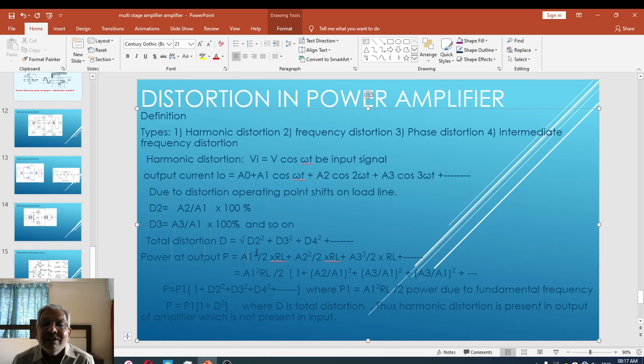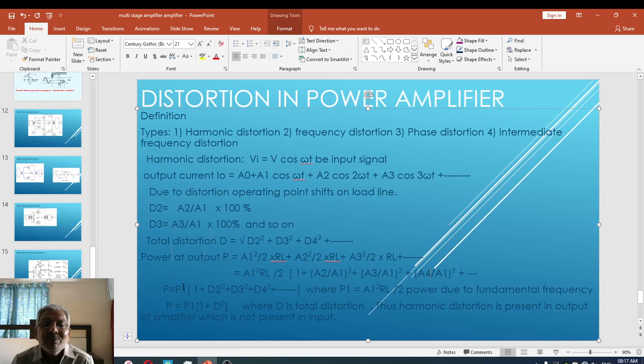By taking A1 square RL upon 2 common, we can get A1 square RL upon 2 into bracket 1 plus (A2 upon A1) square plus (A3 upon A1) square plus (A4 upon A1) square and so on. So what is A2 upon A1? A2 upon A1 is D2, A3 upon A1 is D3 and A4 upon A1 is D4. Putting those values, we can get it.